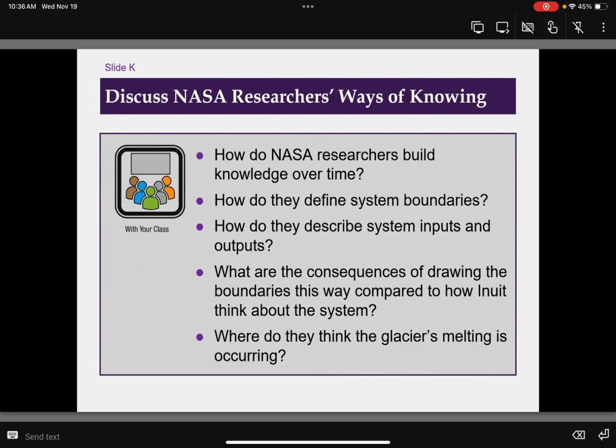So, how do NASA researchers build knowledge over time? How do they define system boundaries? How do they describe system inputs and outputs? What are the consequences of drawing the boundaries this way compared to... well, don't answer that one, because we're not gonna. The bottom one, because we didn't talk about that. I cut that out just due to lack of time. We need to get through stuff. So four questions for you to answer.